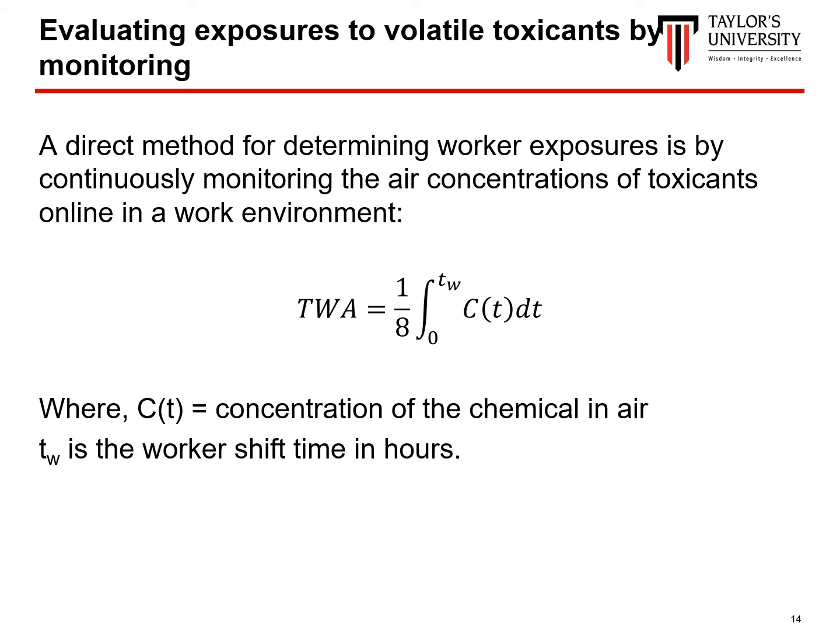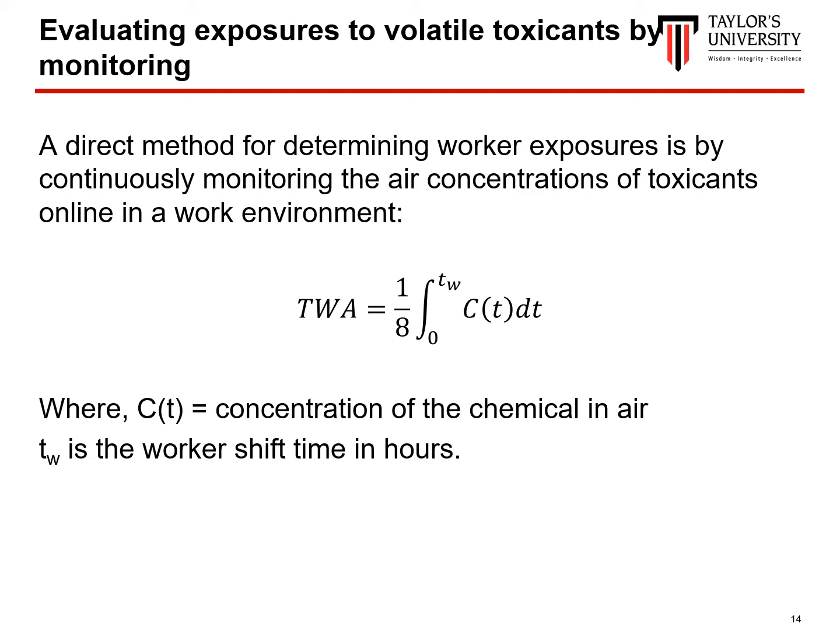A direct method for determining workers' exposure is by continuously monitoring the air concentrations of the toxicants online in the work environment. So the continuous concentration data can be calculated using the formula shown on this page. The integral is always divided by 8 hours, independent of the length of time actually worked in the shift. So for example, if a worker is exposed for 12 hours to a concentration of a chemical equal to the TWA, then the TWA has been exceeded because the computation is normalized to 8 hours.